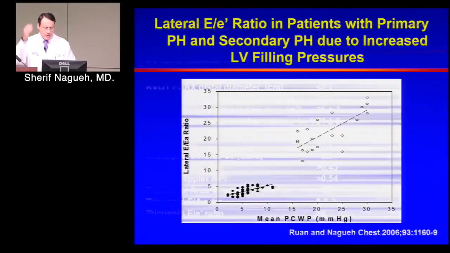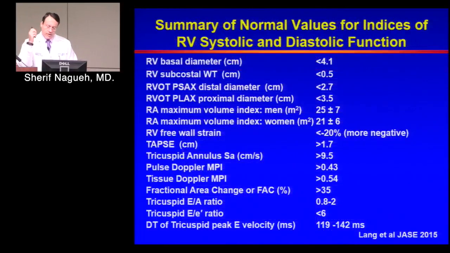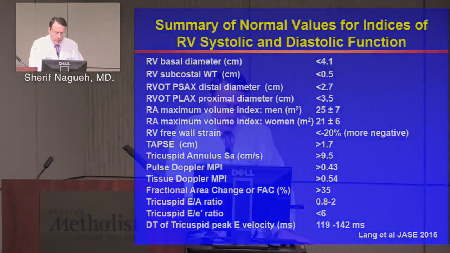These are some numbers you may want to look at. Of this table, the only numbers I would emphasize would be the TAPSE, the S prime velocity, the pulsed Doppler myocardial performance index, the tissue Doppler myocardial performance index, and the fractional area change.